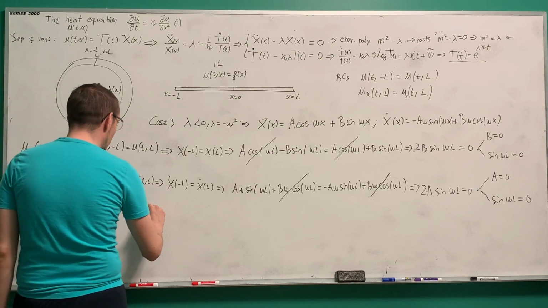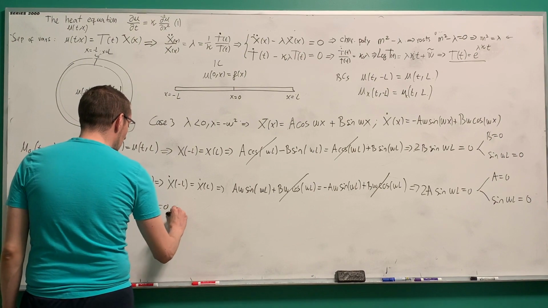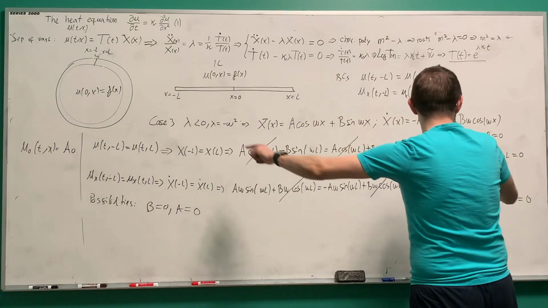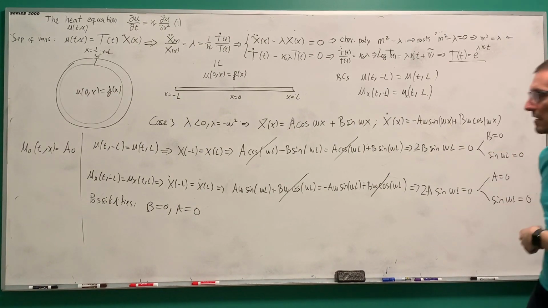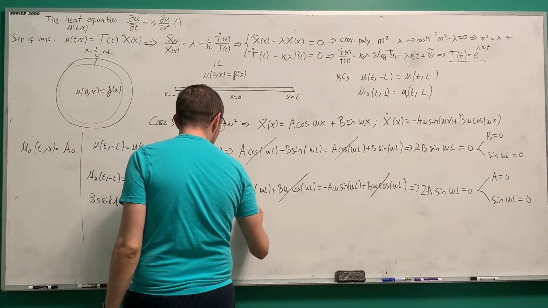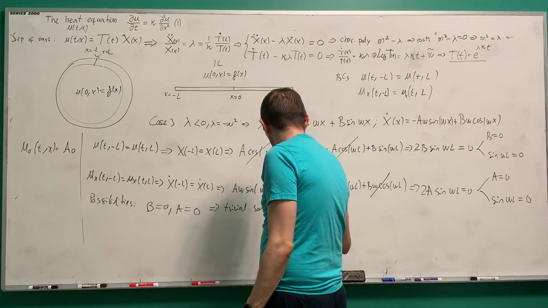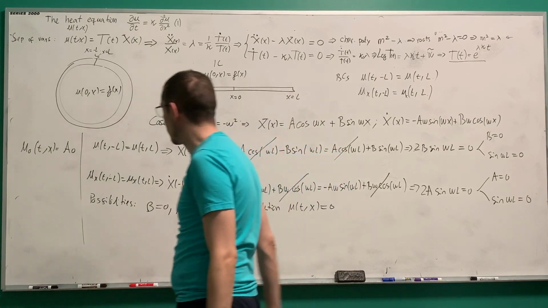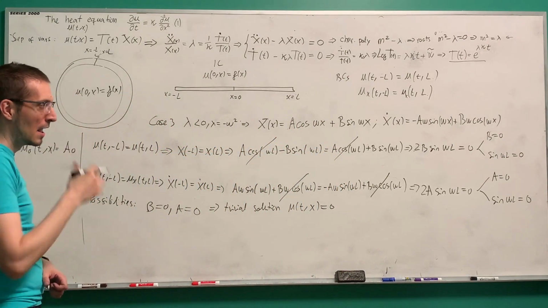Possibility 1, I take b equals 0, a equals 0. That's possible. I satisfy the first condition and the second, regardless of what the sine is. Yeah, sure, but that gives me the trivial solution, which is u of t, x equals 0. All right, that's about possibility 1.